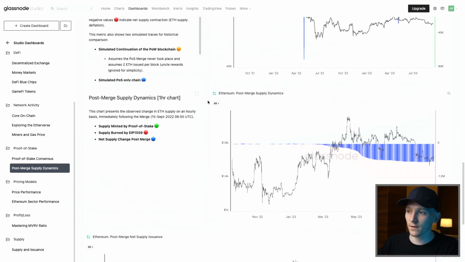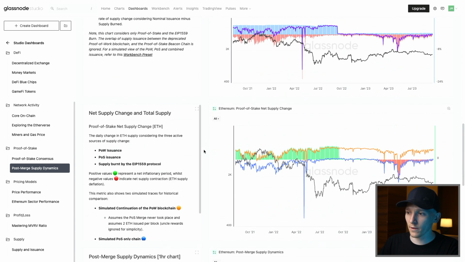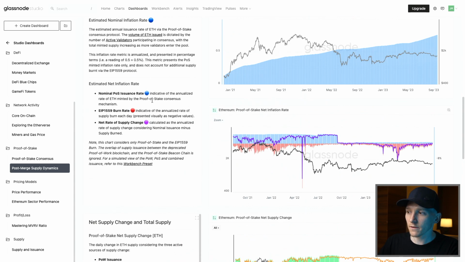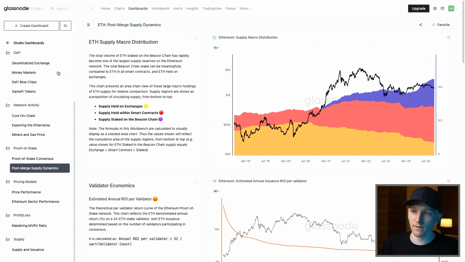So it's actually a negative supply over time, a little bit like a stock buyback, if you know what that is. But you can see the supply dynamics, proof of stake net inflation rate, we have inflation here, and then the merge, and then there's actually a reduction in the ETH supply from the burning of fees. So there is a ton of data to go through just on these dashboards, and everything on the left-hand side is explained for you by Glassnode.